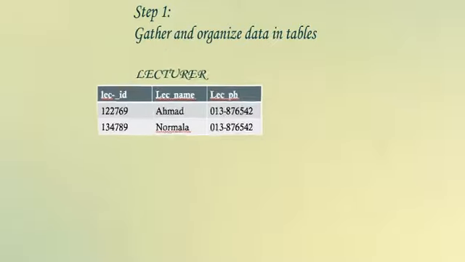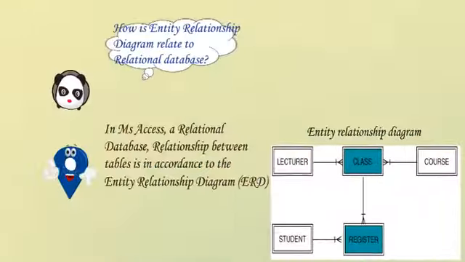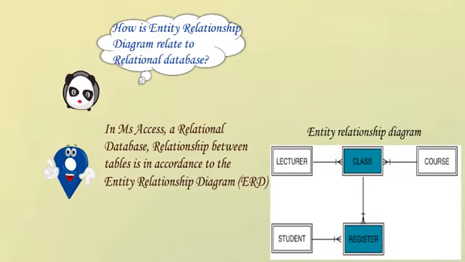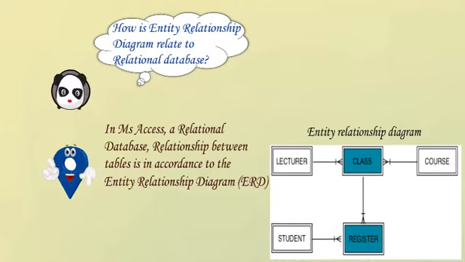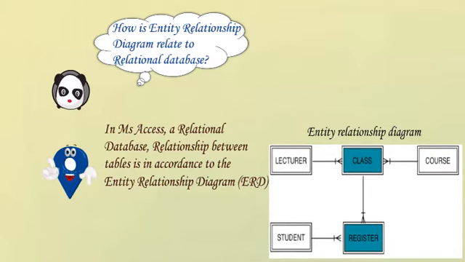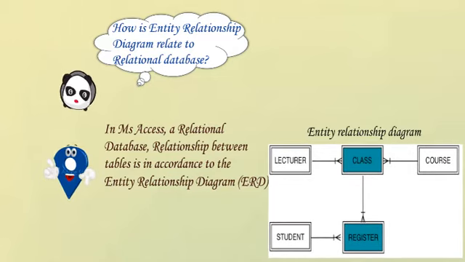In step 1, we need to gather and organize data in tables. First, we need to know the entity relationship diagram for your database. How is the entity relationship diagram related to a relational database? Microsoft Access is a relational database type. In this type of database, the relationship between tables is predefined according to the entity relationship diagram.